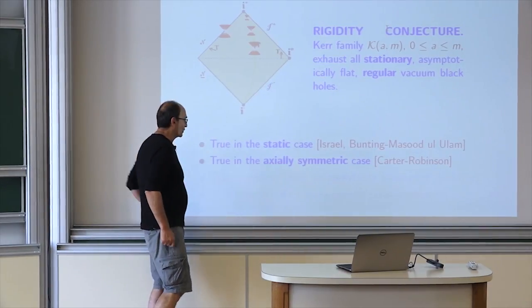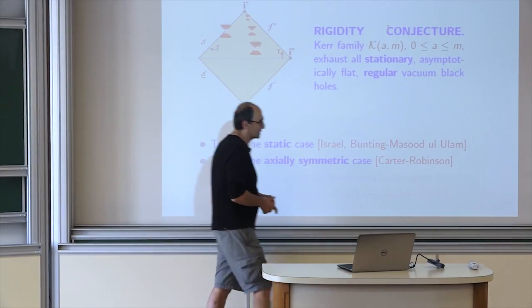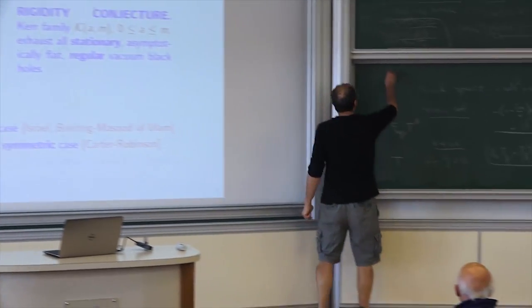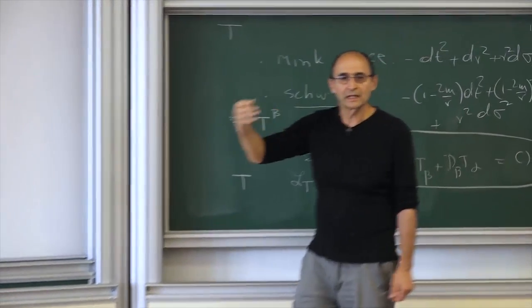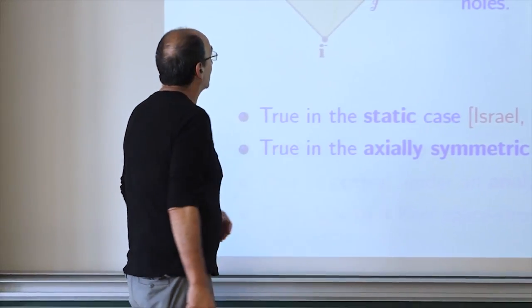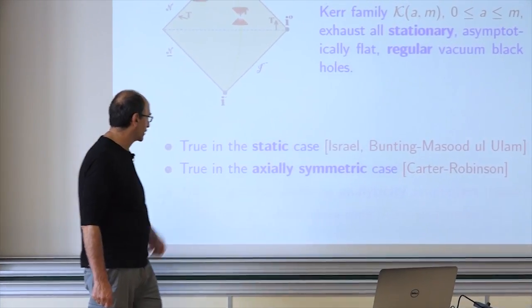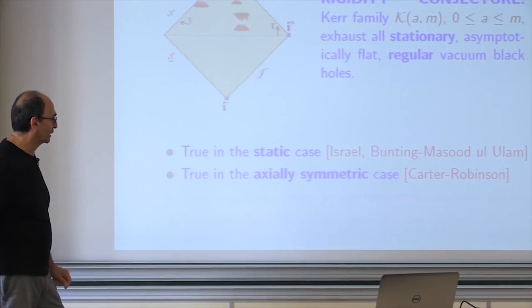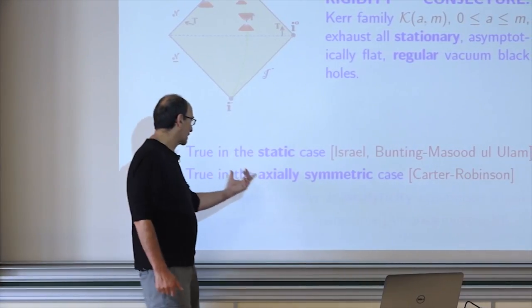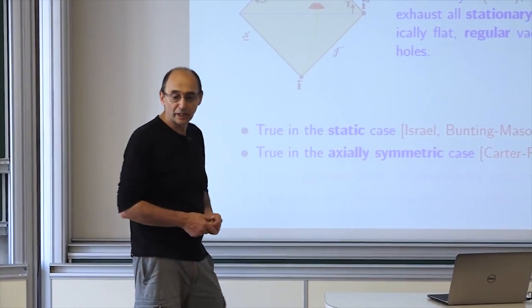The axially symmetric case is much more complicated. Sorry, the general case is much more complicated. General means, again, that T, this stationary Killing vector field, is said to be static if, in addition to being a Killing vector field, it satisfies another integrability condition, which we mentioned last time, but I'm not going to talk about it now. Now we look at the general stationary case. There is a beautiful result due to Carter and Robinson, which is at least 40 years old, which says that if in addition to stationarity, you also know that the space-time is axially symmetric, then you are in Kerr.